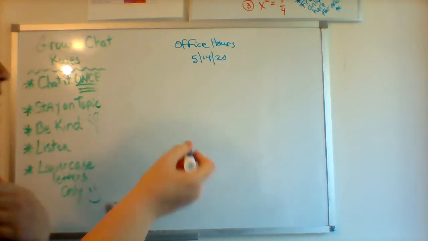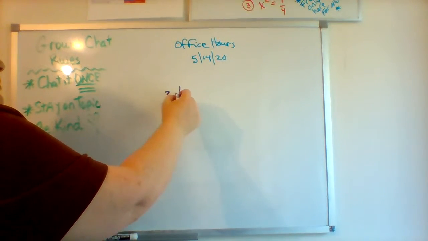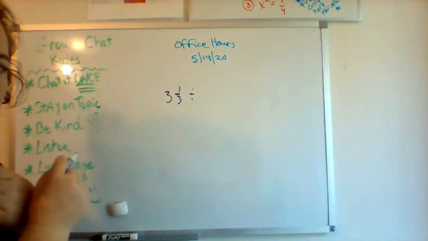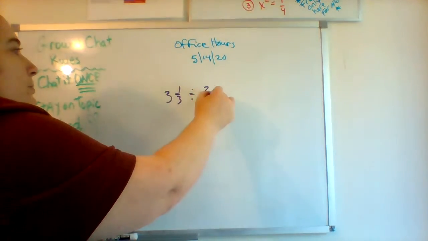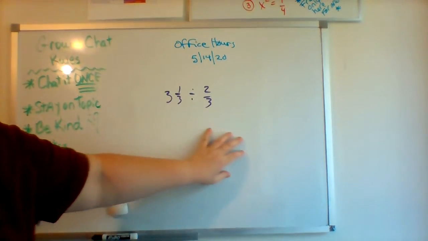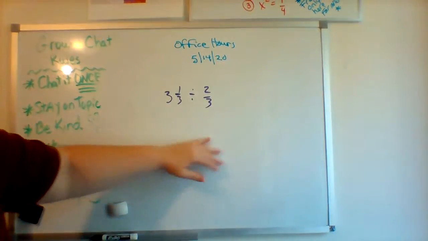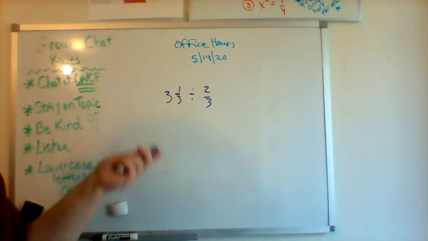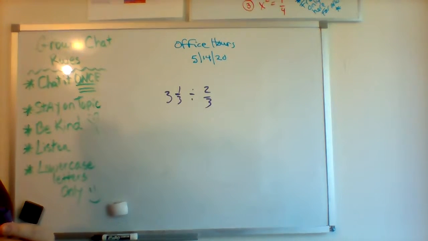Wait, 3 1/3 divided by 2/3. Okay, yeah, you could either set up a diagram and cut it into 2/3, or you could use the algorithm, which is basically just a series of steps to solve it mathematically, right? Without the aid of a diagram. It's just a series of steps that get there.